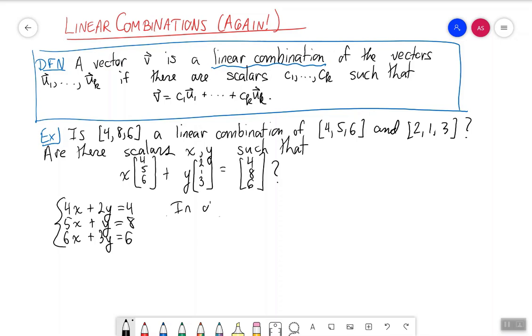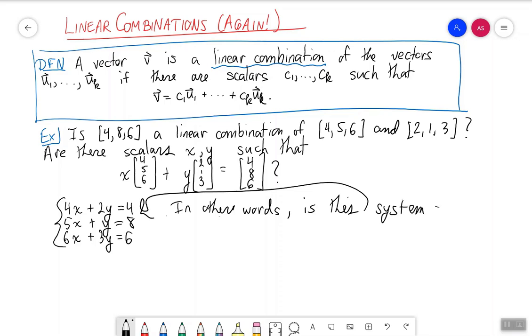In other words, is this system consistent? Well, we know how to figure that out. We can use an augmented matrix and do Gaussian elimination.